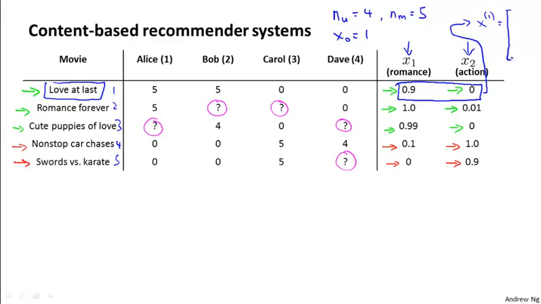And this feature vector is equal to 1, where the first 1 there is the intercept term, and then my 2 features 0.9, 0, like so. So for Love at Last, I would have a feature vector x^(1). For the movie Romance Forever, I may have a separate feature vector x^(2), and so on. And for Swords versus Karate, I would have a different feature vector x^(5). Also, consistent with our early notation, we're going to set n to be the number of features not counting this x0 intercept term, and so n is equal to 2 because we have 2 features, x1 and x2, capturing the degree of romance and the degree of action in each movie.